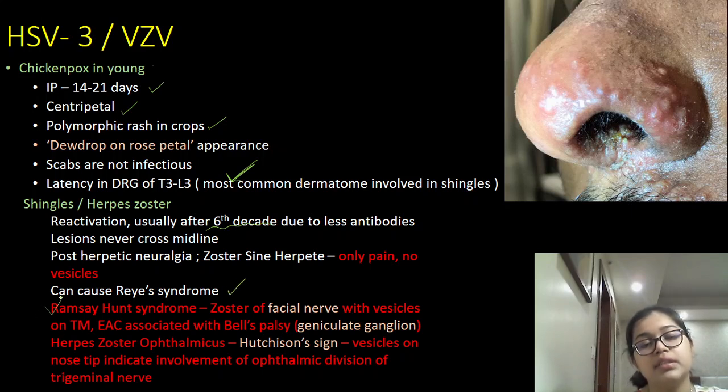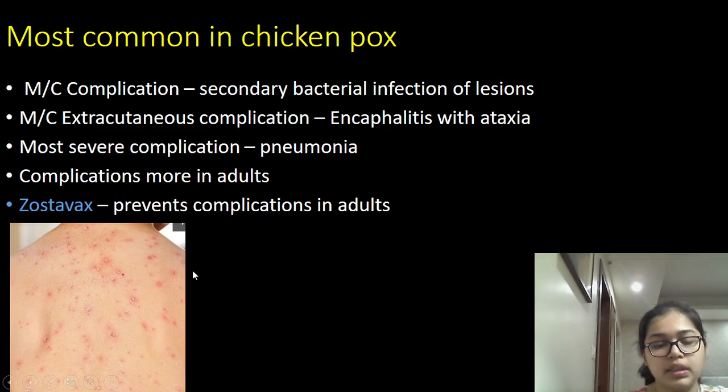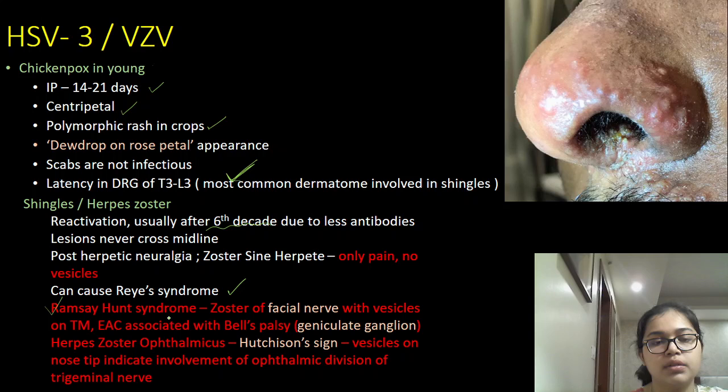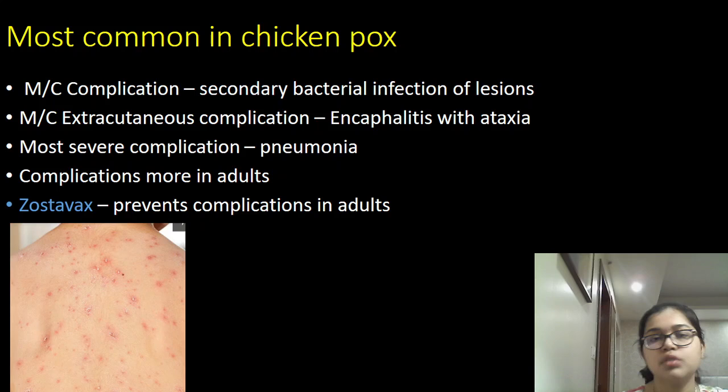Ramsay Hunt is a variant which is a zoster of the facial nerve, in which there are vesicles on the tympanic membrane and external auditory canal, associated with Bell's palsy. And this is Hutchinson's sign. Presence of vesicles on the tip of the nose indicates involvement of the nasociliary nerve, and this implies that herpes zoster ophthalmicus can soon follow, because if the nasociliary nerve is involved, it means that the ophthalmic division of the trigeminal nerve is also involved.